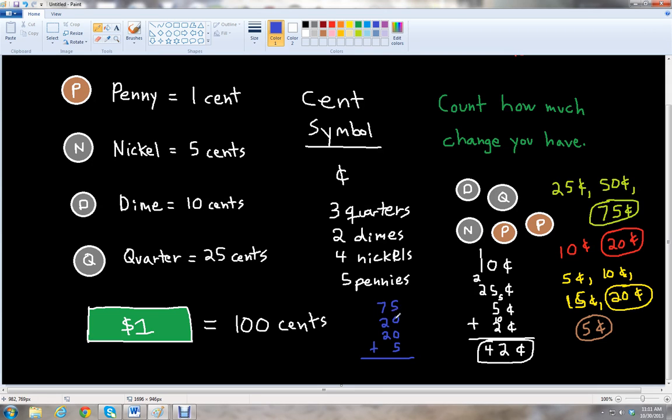5 plus 0 is 5. 5 plus 0 is 5 again. 5 plus 5 is 10. Carry the 1. 1 plus 7 is 8. 8 plus 2 is 10. And 10 plus 2 is 12. So notice that we have 120 cents.